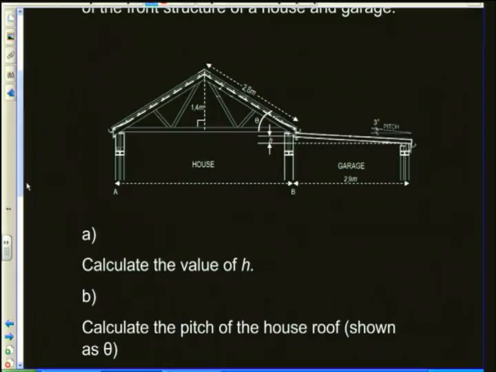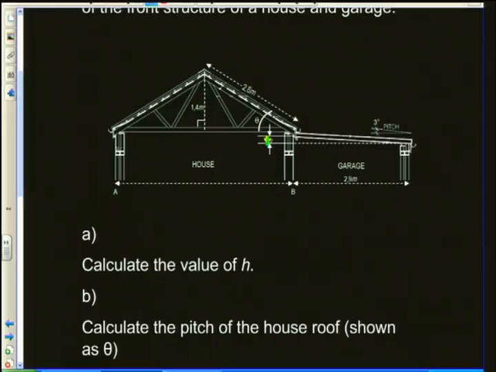Now I know it's relatively small, so I'm going to highlight it for you so you can see it. H is this little distance between these two arrows over here. Okay, so they're asking us to calculate this tiny little height, that tiny little space between the roof of the garage and the pitch of the height of the roof of the house, okay?